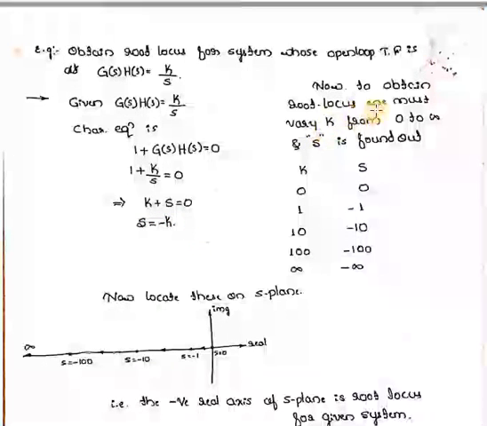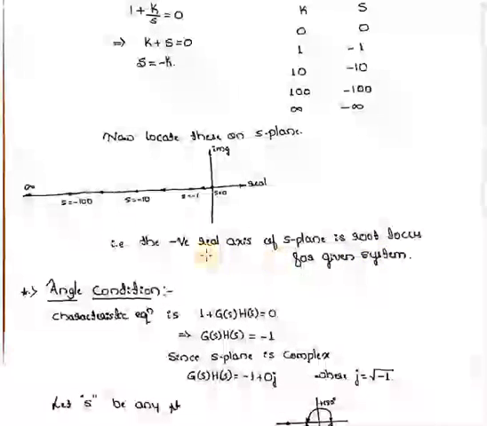Now to obtain the root locus, we must vary K from 0 to infinity and find out the s value. If you substitute the K value from 0 to infinity, you will get the s value from 0 to minus infinity. Locating these values on the S plane, the negative real axis of the S plane is the root locus, because all your s values are negative here based on the K values. Okay, so this is the root locus part.